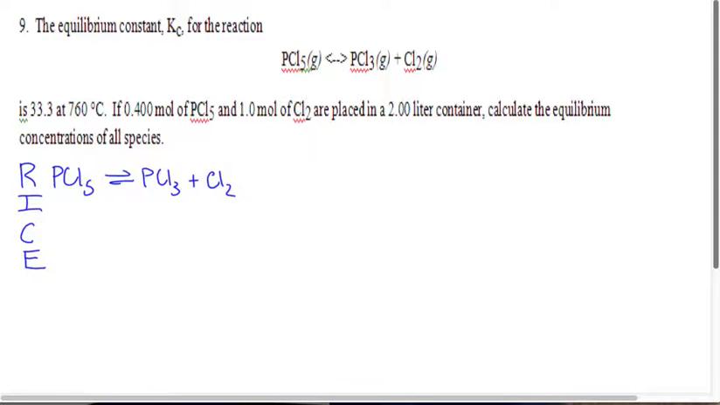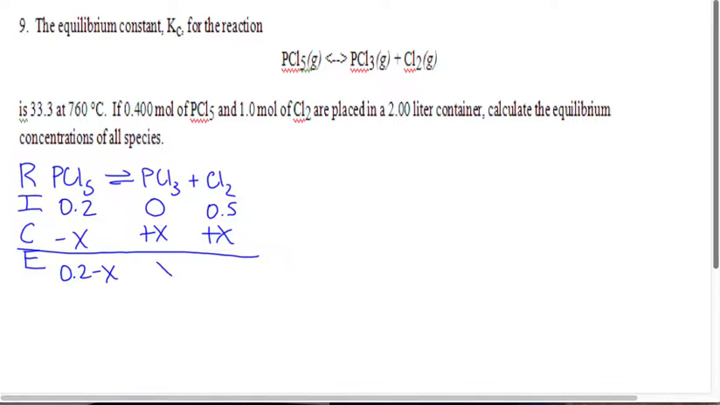So our initial concentration of PCl5 is what? Our initial concentration of PCl3? 0. And our initial concentration of Cl2? 0.5. So we still have to shift toward the 0. We still got to make PCl3. So we're going to go minus x, plus x, and plus x, and so we get 0.2 minus x, x, and 0.5 plus x. So now our math just becomes a little bit different.